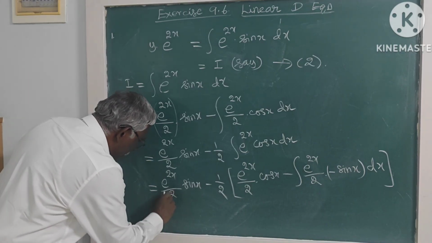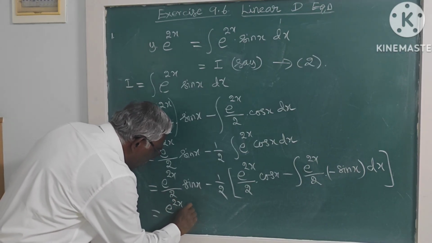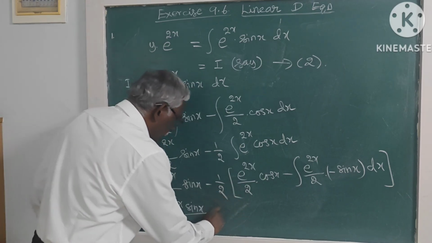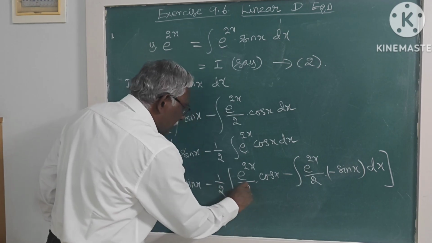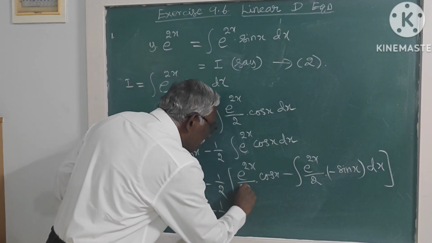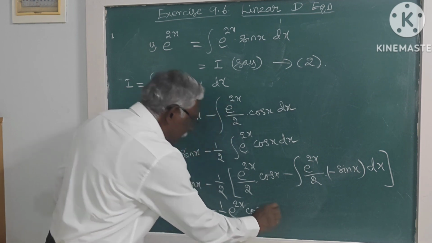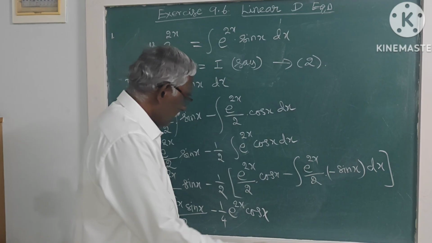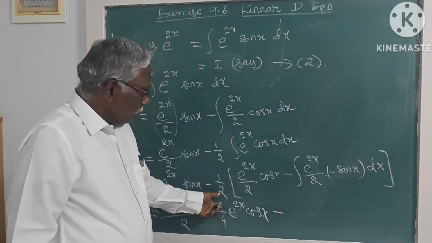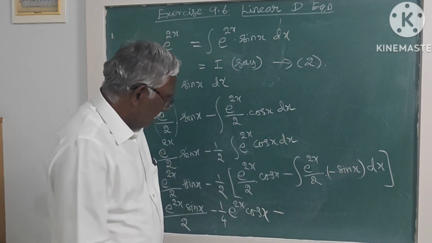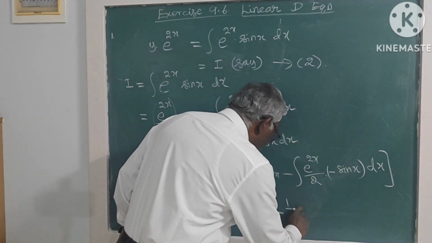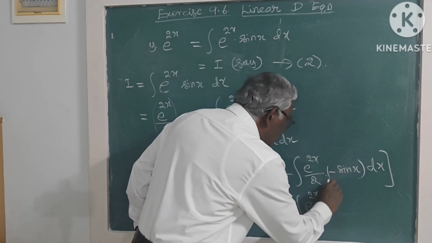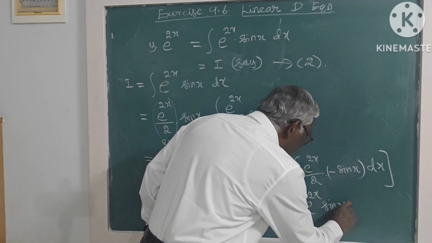Now this will be e power 2x into sin x by 2 minus 1 by 4 times e power 2x into cos x, minus into minus plus, into minus minus, 1 by 2, again 1 by 2 is there. So it will be 1 by 4 integral e power 2x sin x dx.